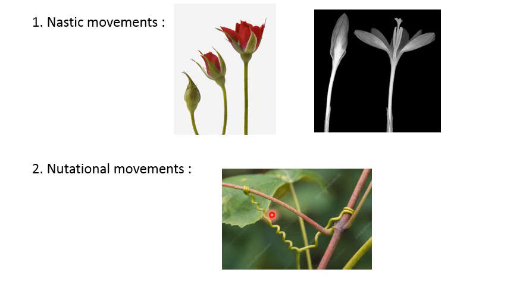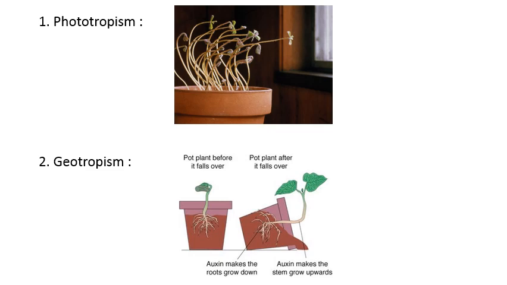So this is nutational movement. So next we are going to study paratonic growth movements, and here paratonic growth movements, I've told you what it is already. So that is, the stimulus induced is from the external sources like light, temperature, etc. So under that, first one is phototropism.